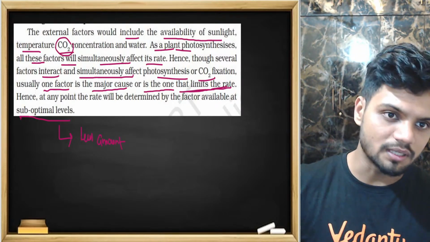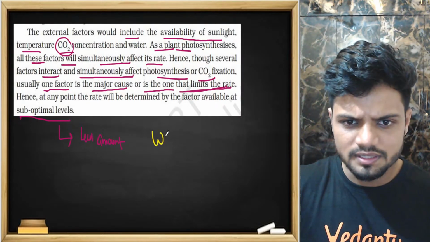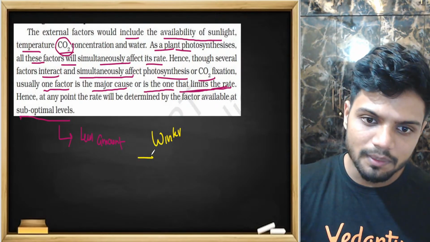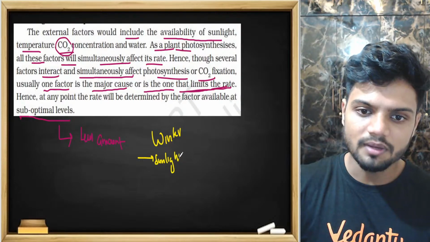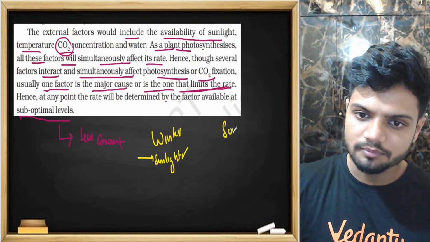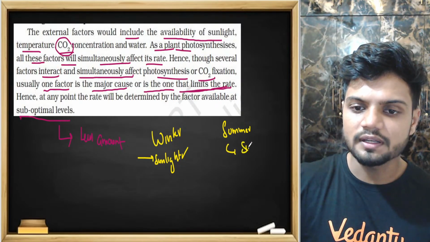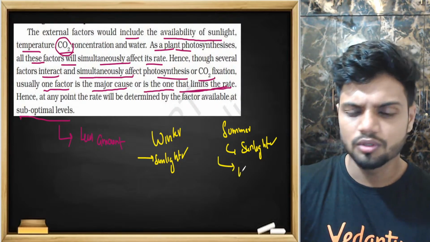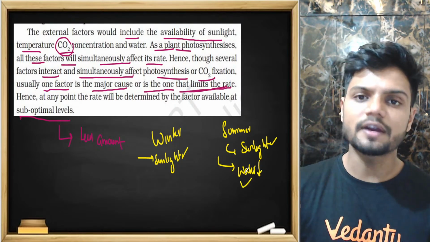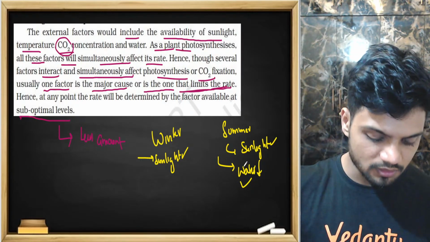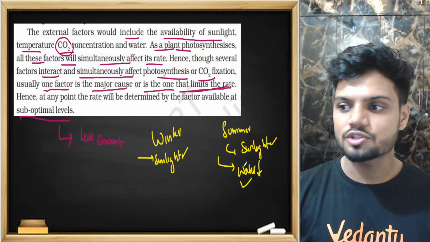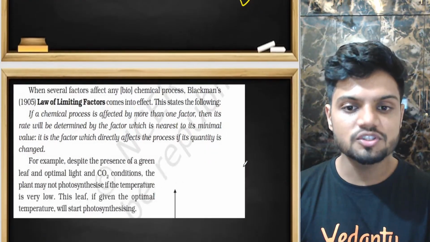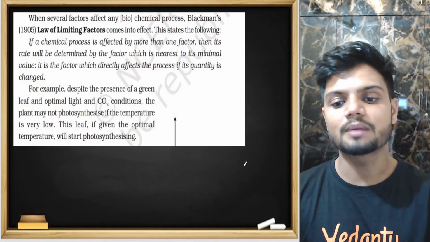For example, students, understand. In the winter season, sunlight will be very less. Sunlight will come very late. So sunlight becomes the limiting factor. In the case of summer, we have sunlight. But in summertime, do we have enough water? No. Water is present less. So water becomes a limiting factor. I believe this same concept you have learned in chemistry is also called limiting reagent. Same concept applies here. Whichever factor is present in the least amount becomes a limiting factor.